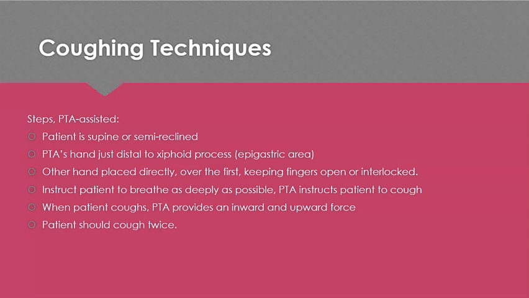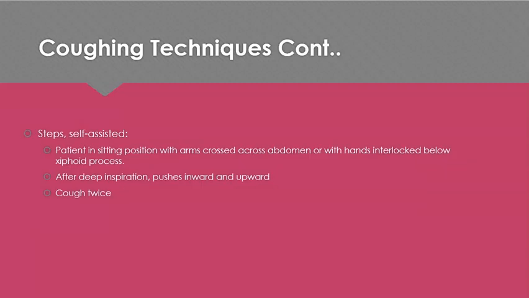Instruct the patient to breathe as deeply as possible. PTA instructs patient to cough. When patient coughs, the PTA provides an inward and upward force. Patient should cough twice. So if it's self-assisted, then they're going to have their arms crossed over abdomen, hands interlocked below the xiphoid process. After deep inspiration, they push inward and upward and cough twice.